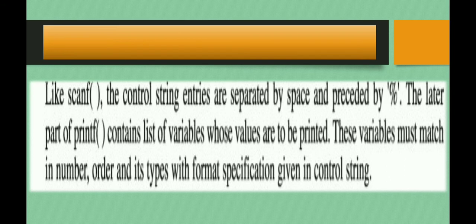The latter part of the printf statement, the second part, contains the list of variables whose values are to be printed. Meaning the variable's name will be written there, whose value we want to display on the screen. These variables must match in number, order and type with the format specifications given in the control string. This we have to remember: how many variables there are, the numbers must be the same.